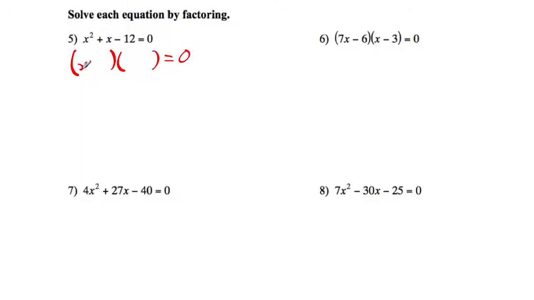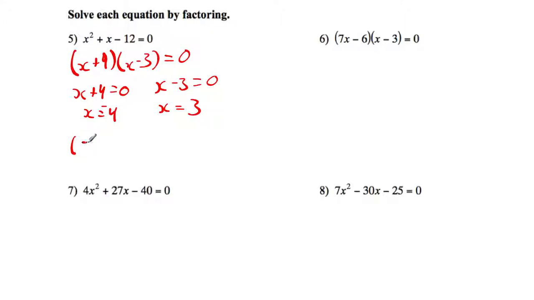2 factors of x squared are just x and x, and 2 factors of 12 that combine to get a positive x are positive 4 and negative 3. So I set these two factors equal to 0, x plus 4 equals 0, and x minus 3 equals 0. And I get x is equal to 4, and x is equal to 3. Sorry, that's a negative 4. So I write my answer as negative 4, 0, and 3, 0, because these are the x-intercepts.